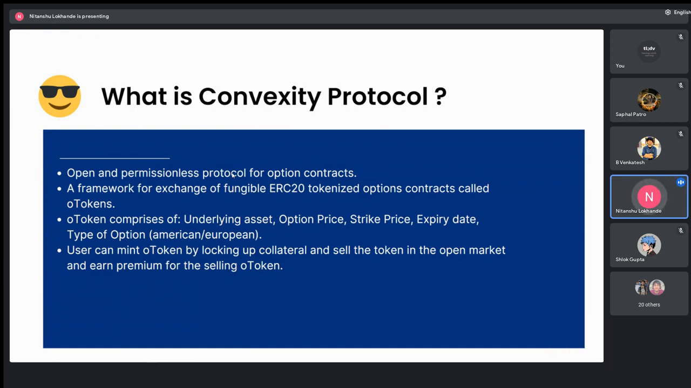There are two types of options available in the market: American option and European option. American options allow you to sell your underlying asset before the expiration date or on the expiration date. European option contracts, on the other hand, allow you to sell your underlying asset on the expiration date itself. A user can mint an O token by locking up some collateral, sell the token in the open market, and earn a premium for selling tokens.